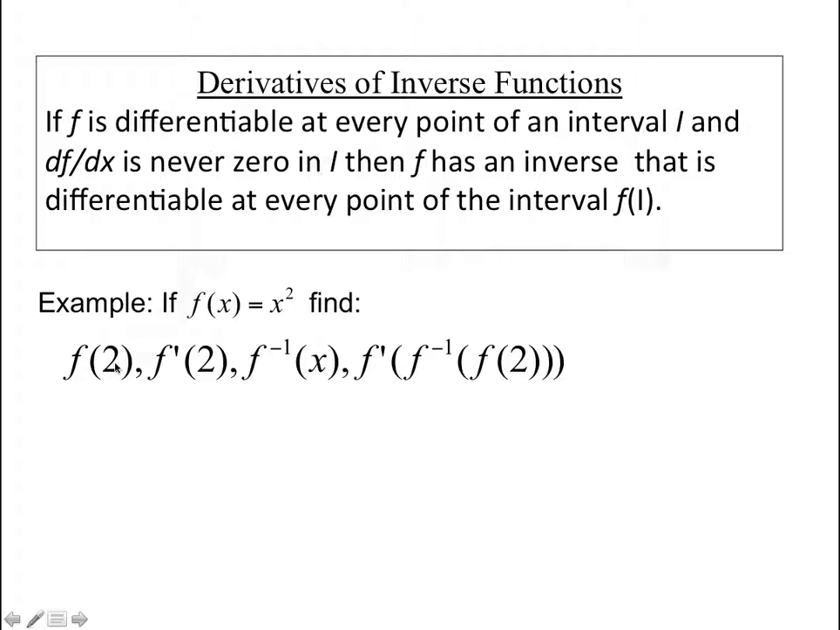First thing I'm going to start out by doing is just finding the value of the function at 2. That's what this first thing is saying. The second thing is saying let's find the value of the derivative of the function at 2. So I'm going to have to differentiate it and plug in 2. The next one is saying let's find the inverse of the function. So I'm going to have to swap the x's and y's and solve. And then the last thing is I want to find the derivative of the inverse of the function.